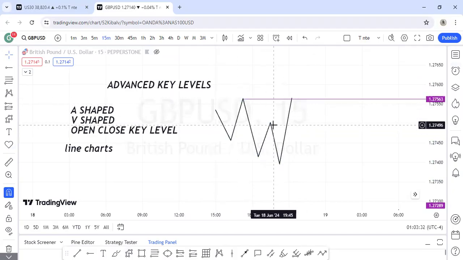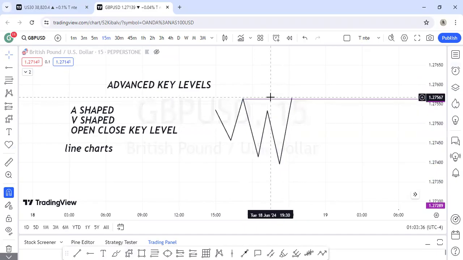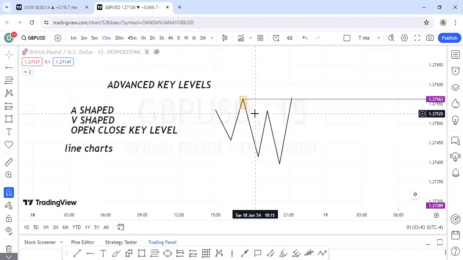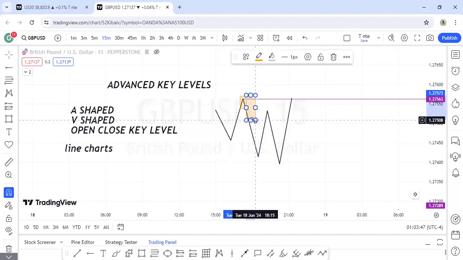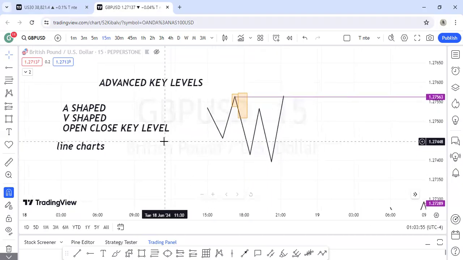It works as an inducement most times. You want to set an inducement before that A-shaped key level. Most times we see it form with an engulfing candle. The close price of this engulfing candle is what forms your A-shaped key level. That is where you want to take yourself from.